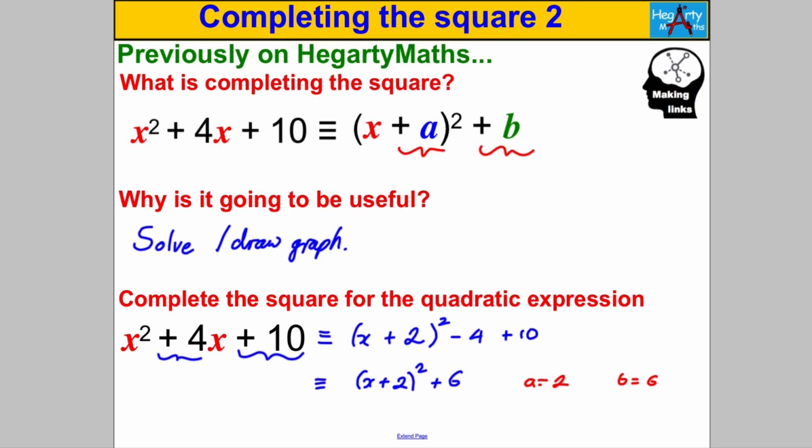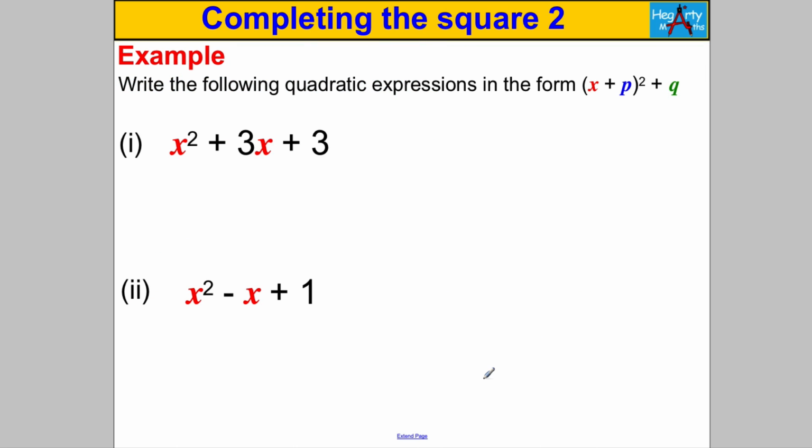In this particular video, we're going to complete the square where we may have to rely on fractions inside our brackets, etc. So make sure you go back to your fractions work to make sure you're super good at that before going on here. Right, straight into some examples. Write the following quadratic expressions in that form. That means complete the square.